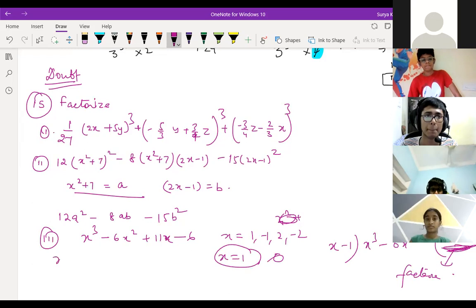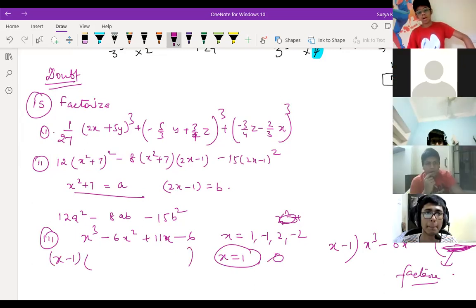See, x minus 1 is one factor of this. And the second factor is the quotient you get here, which you write in a bracket. Then this will become like a quadratic equation, and then you can do the factorization easily. It's clear? Okay, sir.